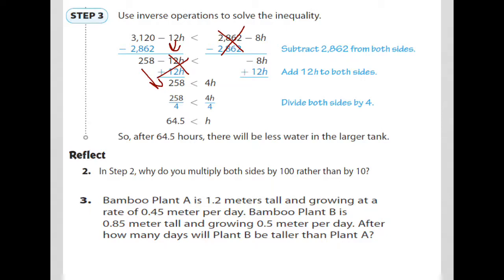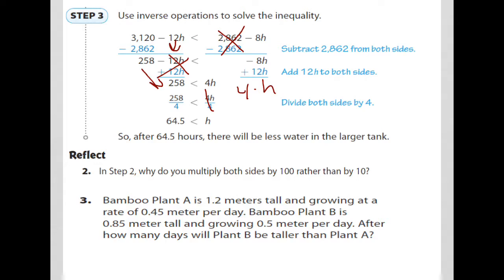So since this is 4 times h, I've stressed that a lot, 4 times h, the inverse is to divide, so we'll divide both sides. These are my 4's, they cancel out, and I'm left with h is less than 64.5. So after 64.5 hours, there will be less water in the larger tank than in the smaller tank.